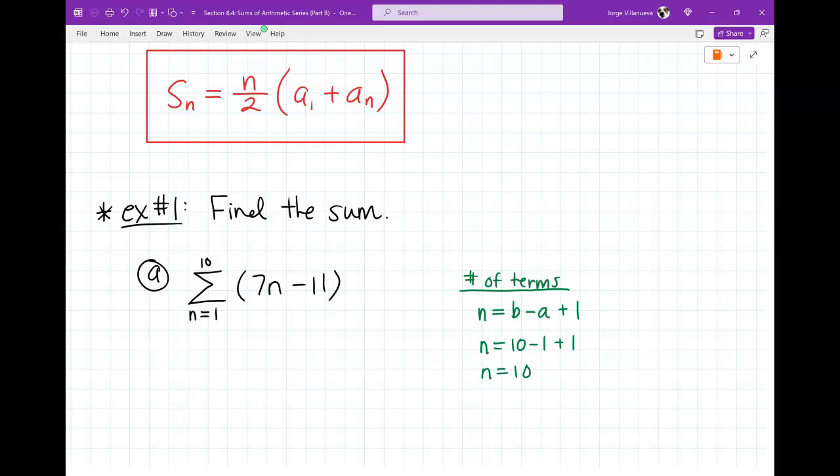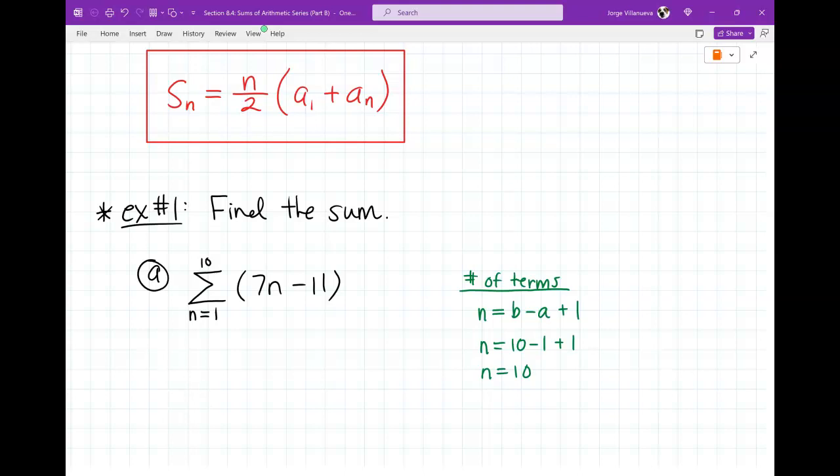But we're finding out the number of terms. Now, if you're thinking, well, why did I do that? I could have told you the number of terms was 10 because there's a 10 on top. Well, that works whenever there's a 1 on the bottom. So if there's a 1 on the bottom and a 20 on top, then n is 20. If there's a 1 on the bottom and a 5 on top, then n is 5. But if there's a 3 on the bottom and a 10 on top, then n is 8. Why? Because 10 minus 3 is 7 plus 1 is 8.